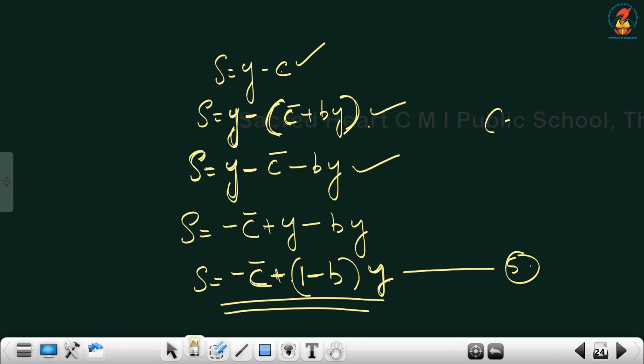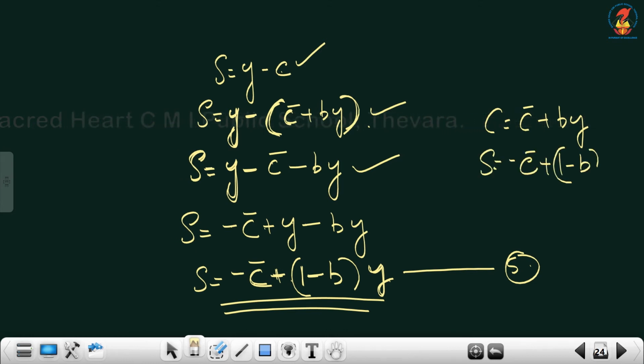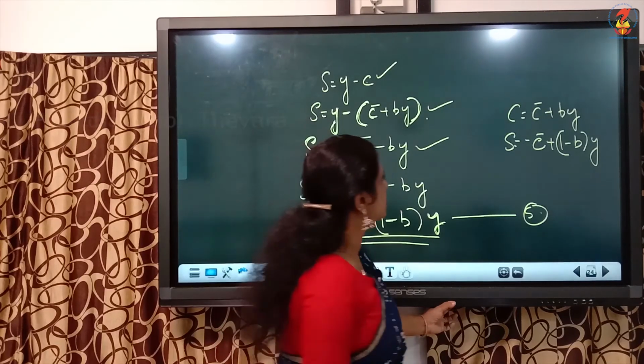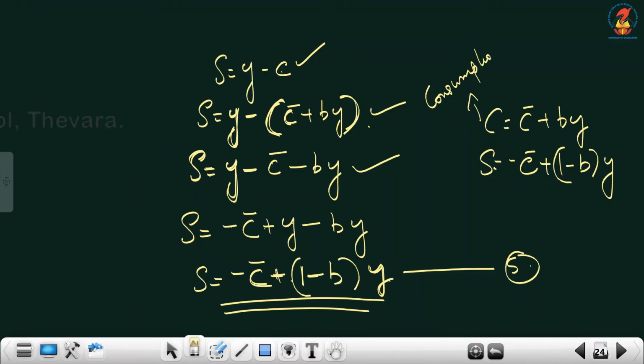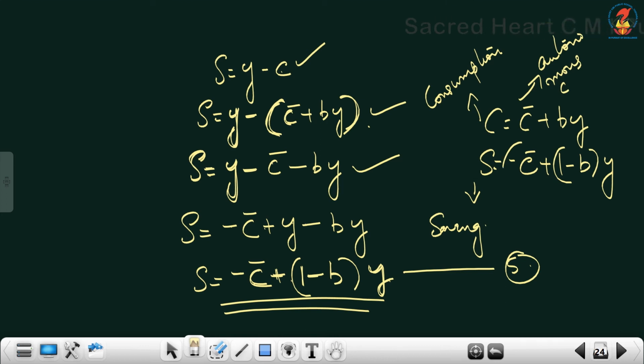One is C is equal to C bar plus BY and the other one is S is equal to minus C bar plus 1 minus B into Y. Now let us differentiate these two equations. Here C is consumption. What will be S? S will be saving. Now what is C bar? Autonomous consumption. What is minus C bar? Minus C bar happens due to this saving, right?